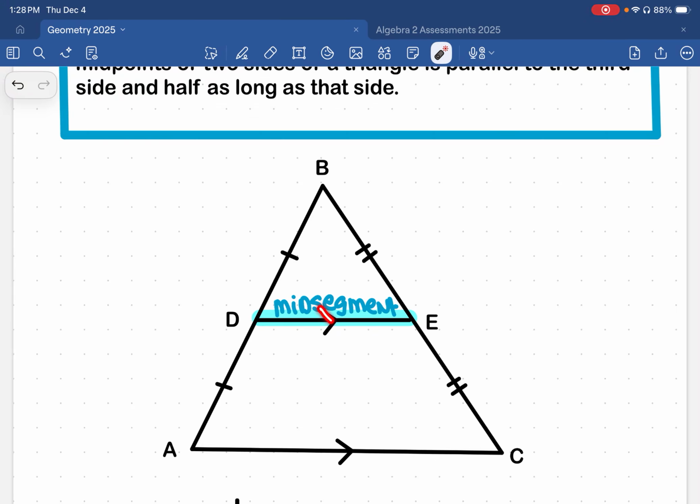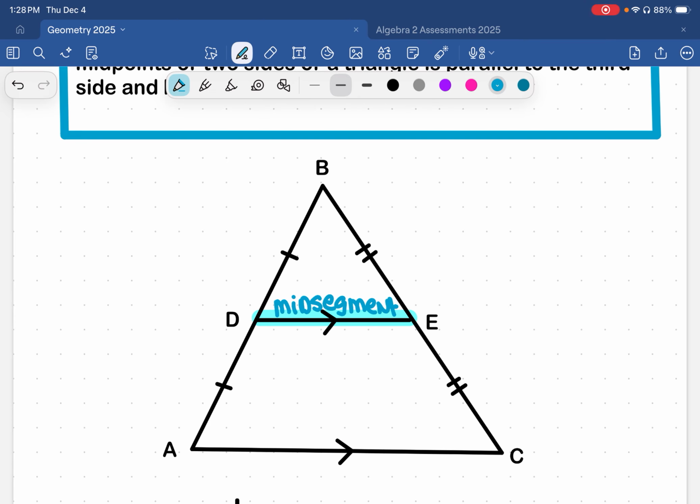Notice it is parallel to the third side. Okay? It is parallel to the third side. And so we can mark this, if you'd like, as your parallel side. It's just nice to know where it is.